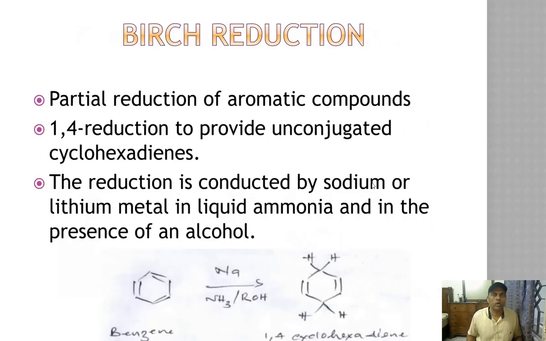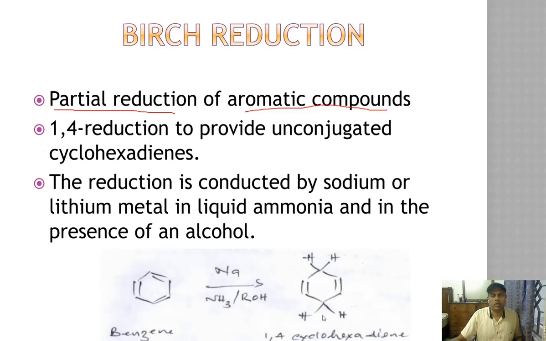Next we will go for Birch reduction reaction. So what is Birch reduction? Birch reduction is partial reduction. It is not complete reduction. It is a partial reduction of aromatic compounds. Here the example is benzene, right? You are reducing, but you are going to get the partial reduction product. We'll see that in a little bit. So what are you going to get? 1,4 reduction is going to take place.